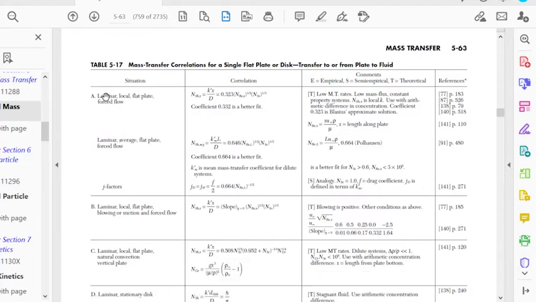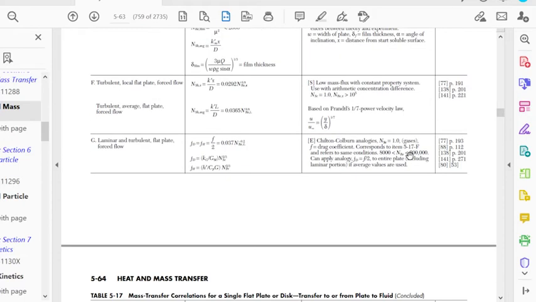So if we have laminar flow along a flat plate, and that is forced flow, meaning forced convection, we can use this correlation. The Sherwood number is equal to the mass transfer coefficient K multiplied by x, the length of the plate, divided by D, the diffusivity. That is equal to 0.323 times the Reynolds number raised to 1/2 times the Schmidt number raised to 1/3. We have here on the third column some comments, and you can read those comments to see if that equation is applicable to your system or not. We have many equations here.